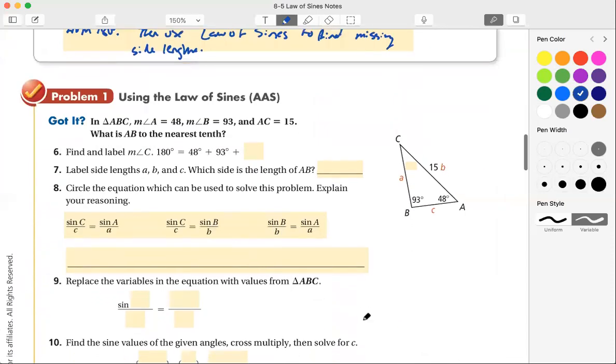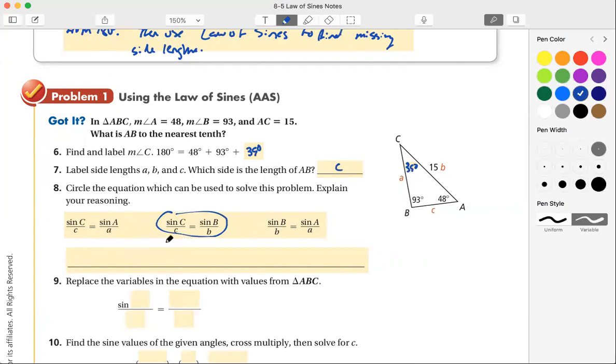Okay, so let's label this. In triangle ABC, we know the measure of angle A is 48, the measure of angle B is 93, and AC is 15. What is AB to the nearest tenth? So the measure of angle C would be 180 degrees minus, which equals 48 degrees plus 93 degrees plus 39 degrees. So let's label that in the triangle. So the side lengths a, b, and c, which side length is AB? c. So we're going to use this ratio first.